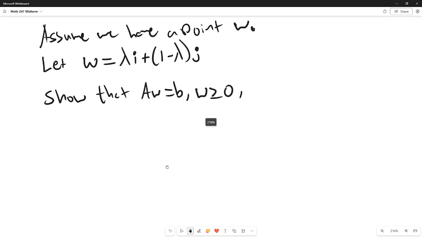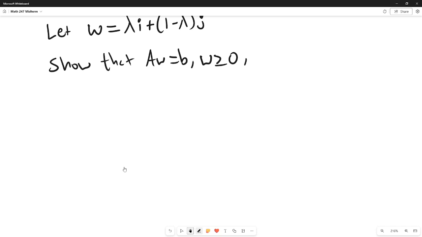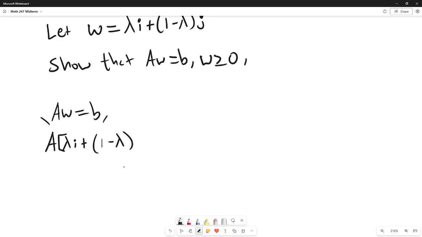Okay? So let's do the first one first. Show that AW is equal to B. So I'm going to show that AW is equal to B. Well, we know the value of W. Let's plug it in. A times lambda I plus 1 minus lambda J is equal to B. Okay.